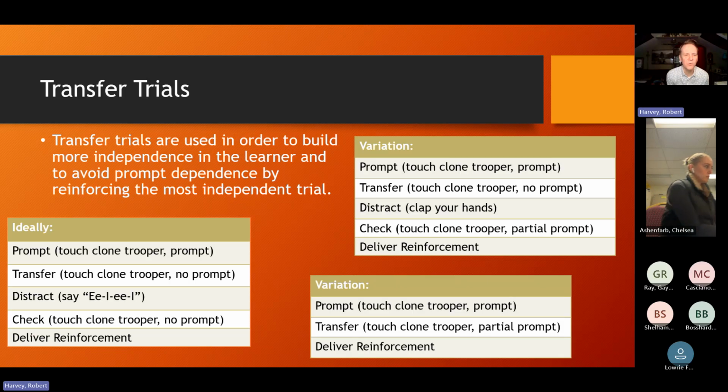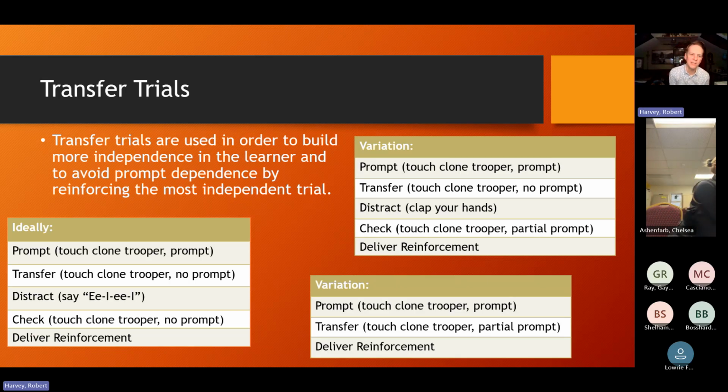Then I move to the transfer. And what am I transferring? I'm transferring stimulus control, right? So the stimulus control right now is my prompt, but I don't want them to discriminate based on my prompt. I want them to discriminate based on the stimuli, right? So now I say touch clone trooper with no prompt.